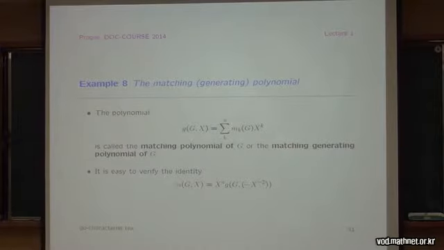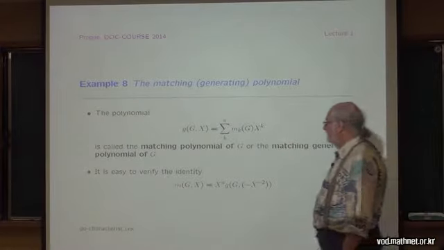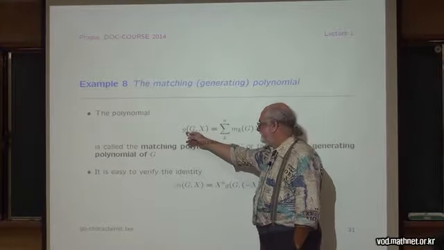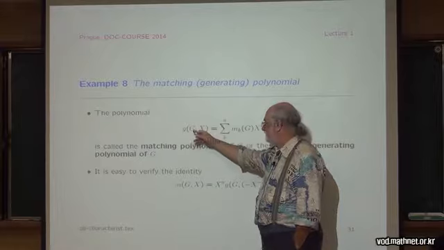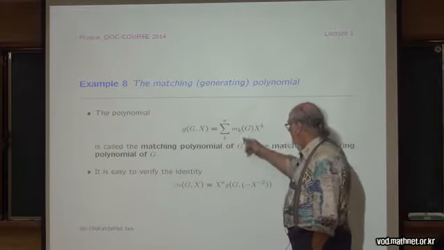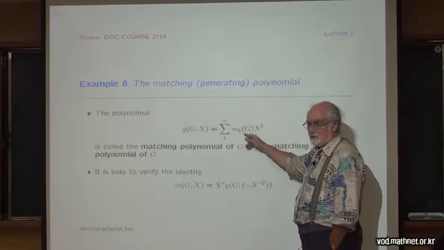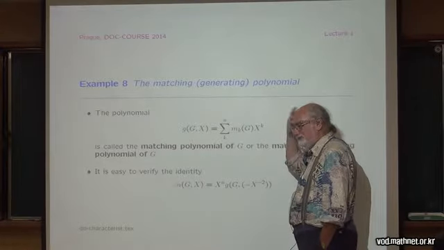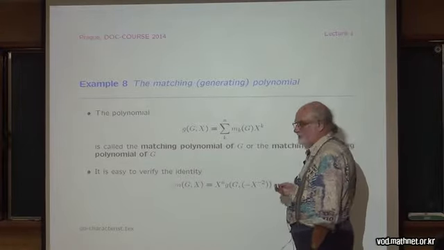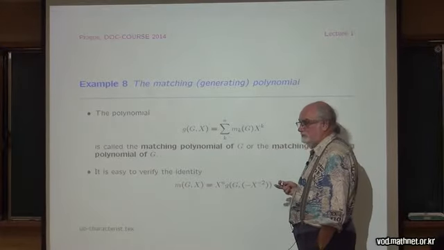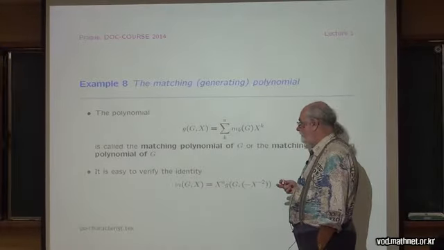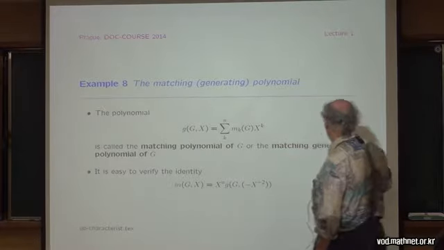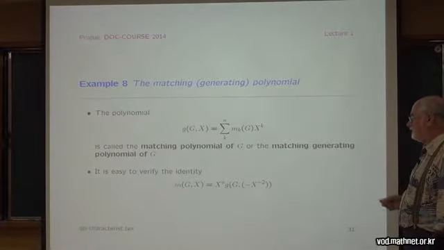Now, every normal mathematician would have defined the polynomial like this: the generating function of G and X, with the same coefficients m_k of G, but I'm taking a more natural basis from a mathematical point of view. I take this basis. So this is called the matching polynomial, or the matching generating polynomial in the literature.